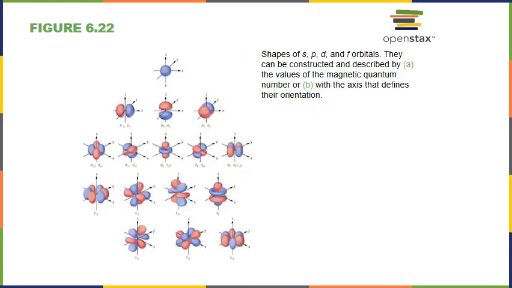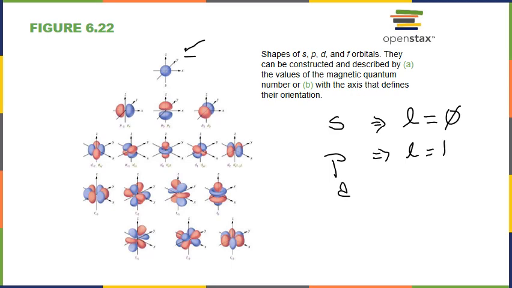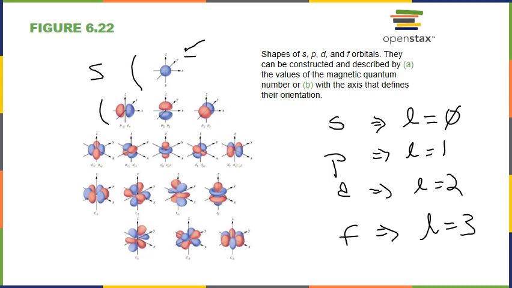This is a full set here of s, p, d, and f orbitals. An s corresponds to L equal 0, and this gives a spherical shape. Our p orbitals correspond to L equal 1. D orbitals are when L equals 2, and F orbitals are when L is equal to 3. These are the S, this is the P, this is the D, and this entire set down here are the F.